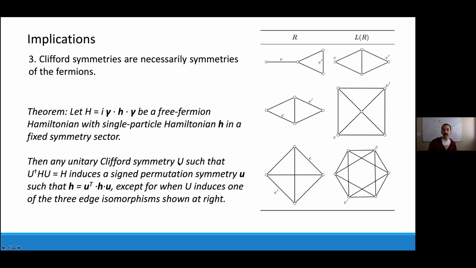So this is saying that global Clifford symmetries acting on the spins are also just symmetries of the single particle sectors themselves. Okay, so this is a strong characterization of the symmetries for these models. You can't have symmetries of the spin model that aren't also present as specific fermion symmetries of the single particle Hamiltonian, unless you're in a very small, finite number of cases.